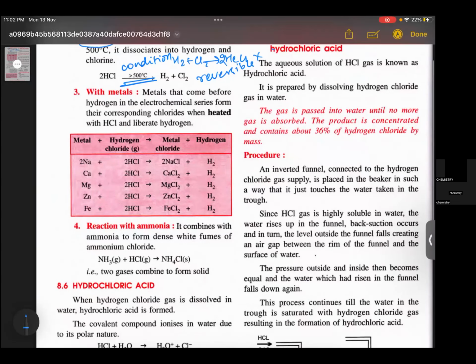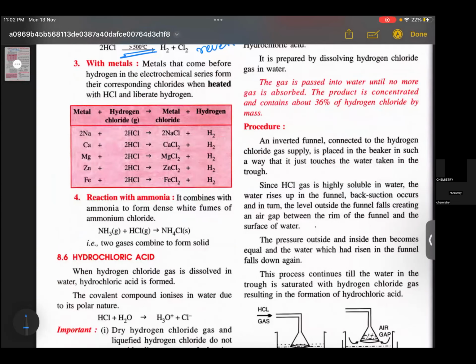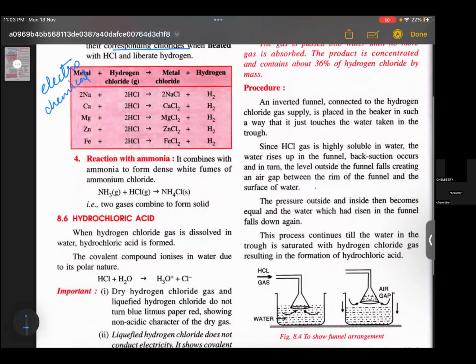You have to know the equations of hydrogen chloride with all metals. Metals that come before hydrogen in the electrochemical series form their corresponding chlorides. So all the metals, so you've learned the electrochemical series. If you haven't, I'll be uploading an electrochemical series tutorial, a quick 10-minute one to give you the basis of how it works so that you find it easier to form equations later. We'll have an equation class where we'll do all the 100 equations of the entire syllabus. So please stay tuned. Now, any metal with hydrogen chloride will give us the metal chloride and hydrogen gas.